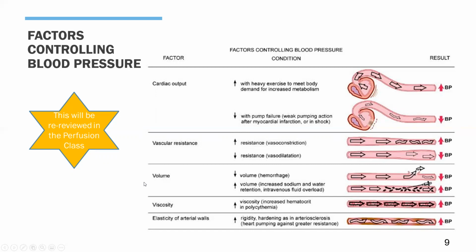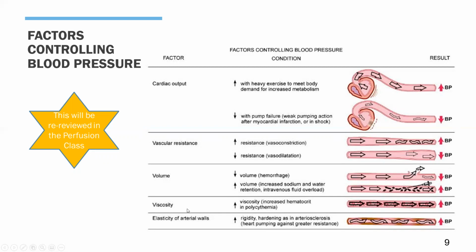Then we're looking at the volume of blood that's in the heart and in the vascular system. So if we have a patient with a hemorrhage and they're bleeding out, it makes sense they're going to have decreased volume and thereby a decreased blood pressure. Or if they have increased volume, for example, they increase their sodium and water retention, or we give them too much IV fluid, they're going to have an increase in blood pressure.